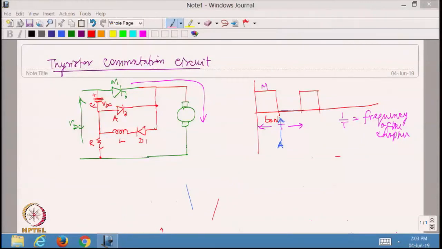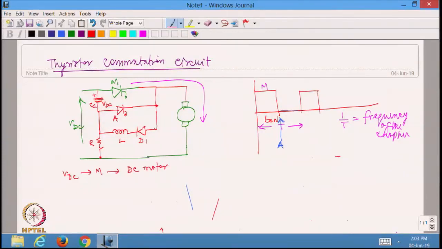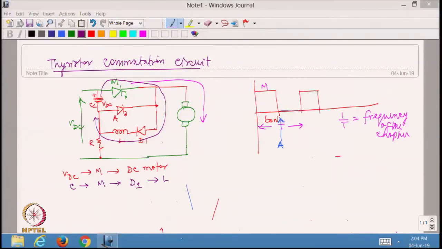So the moment I fire A, there are two currents that will be flowing through M. One is directly from DC source through M to the DC motor. This is one of the currents, and the second current is going to be the capacitance itself is going to discharge. So you can look at the discharging path somewhat like this. This is going to be the discharging path. So I will have C, then M, then the diode D1, then inductance L back to C.